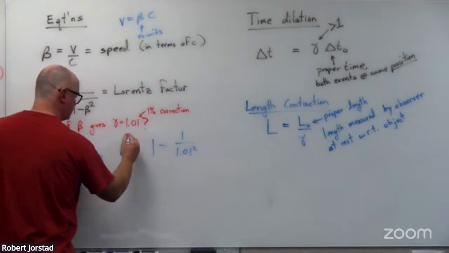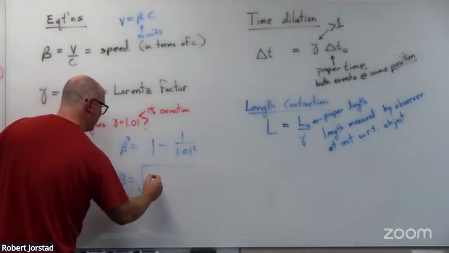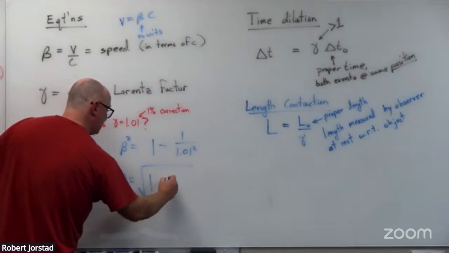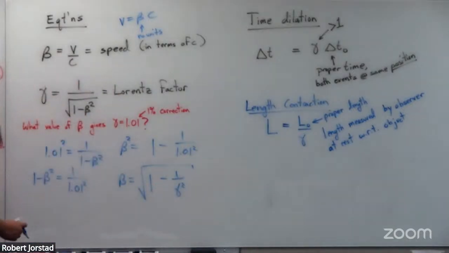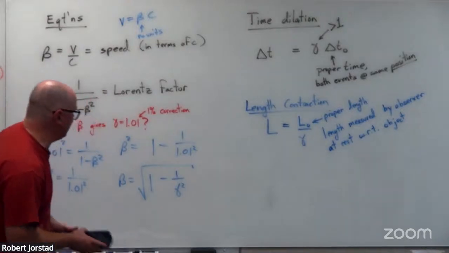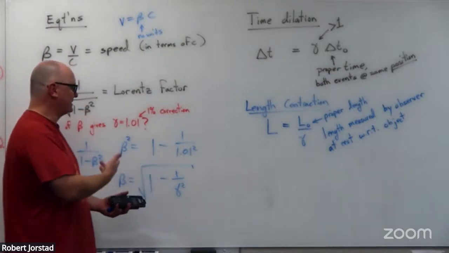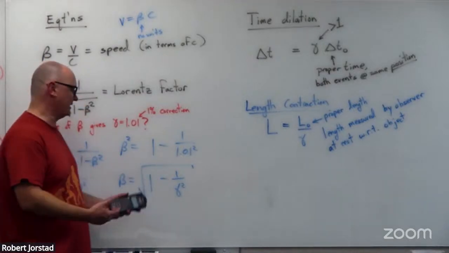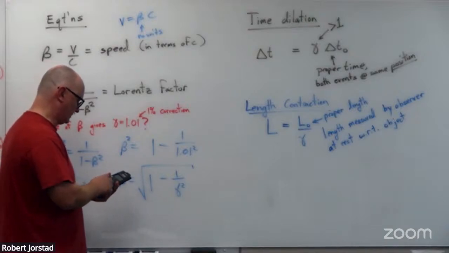Oops, it's beta squared. So beta is equal to the square root of 1 minus 1 over gamma squared. I guess I could have written it that way and just left it as gamma. Sorry about that. Gamma is 1.01. Let's quickly do the math on this one, right? And so you should practice this, right? We're going to be using this a lot. So you might as well get used to doing the math now. So 1 divided by 1.01 squared. 1 minus that.